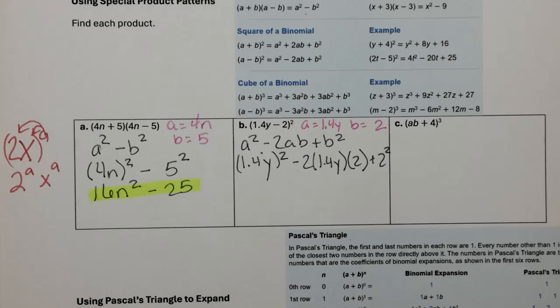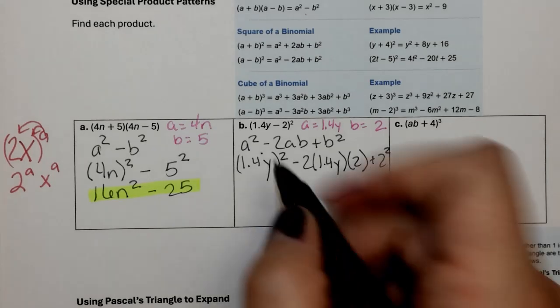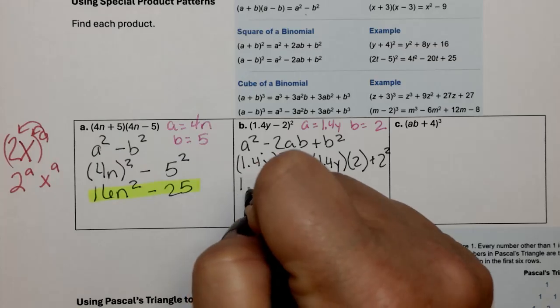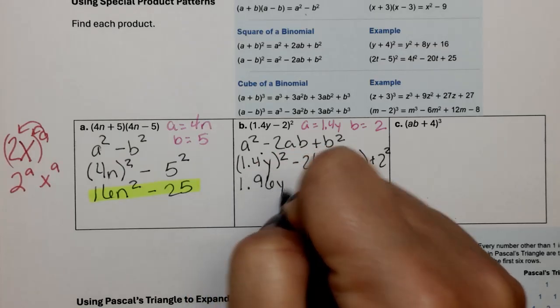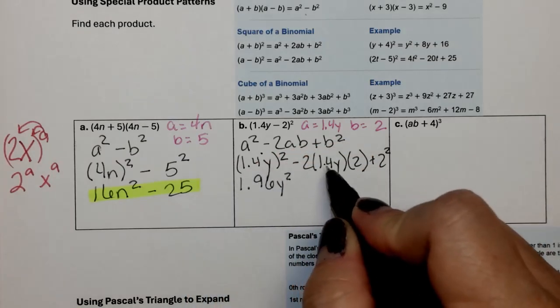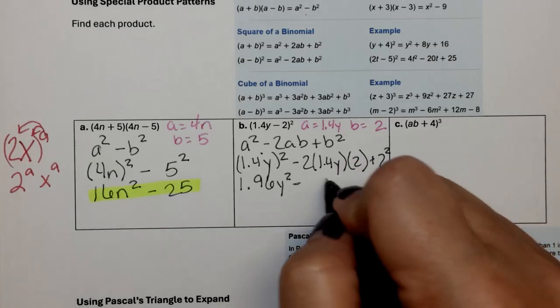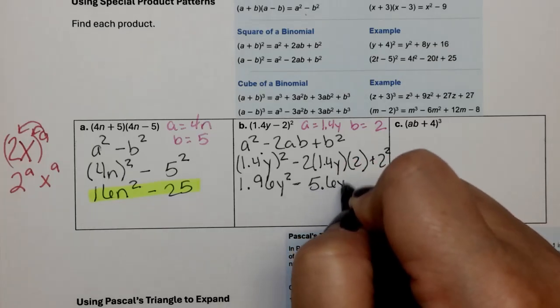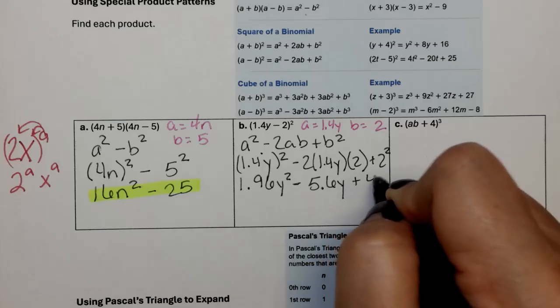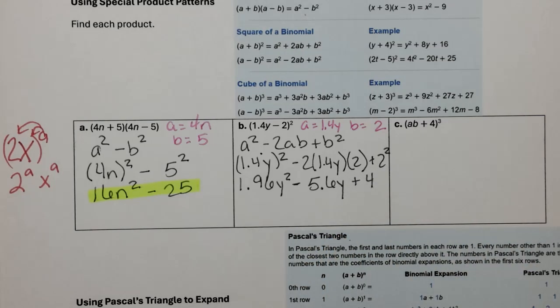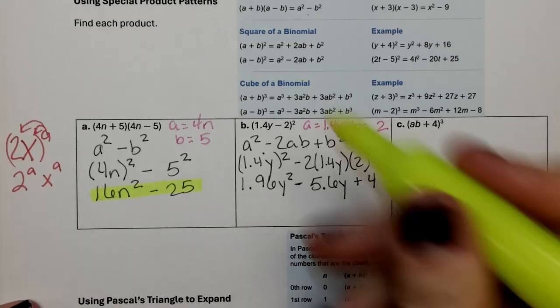And now I just need to simplify. So 1.4 squared gives me 1.96, so I got 1.96y squared. 2 times 1.4 times 2 gives me 5.6. And then 2 squared gives me 4. And so then that would be your answer.